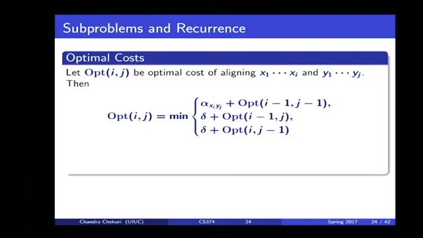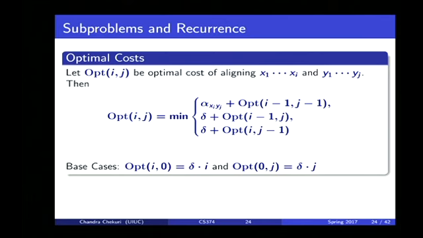Questions on this? So the number of subproblems by just looking at this is n times m, and so the running time will be, and the base case is opt of i0 is delta times i, and opt of 0j is delta times j. If one string is empty, we just pay the length of the other string times delta.